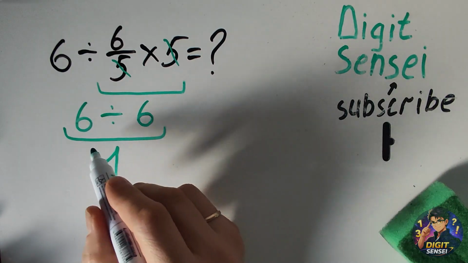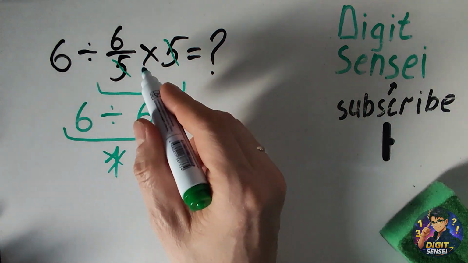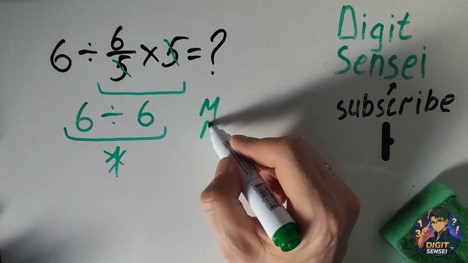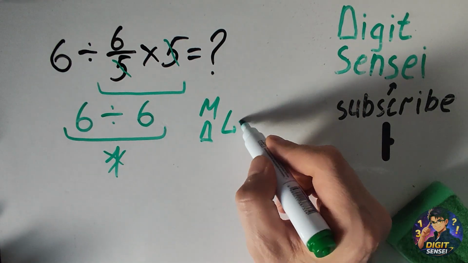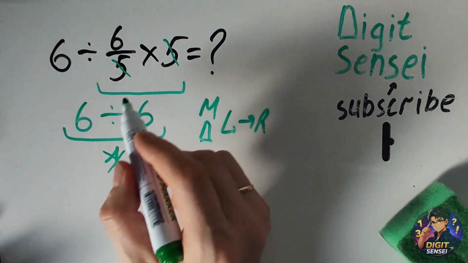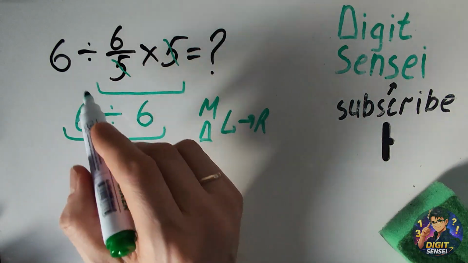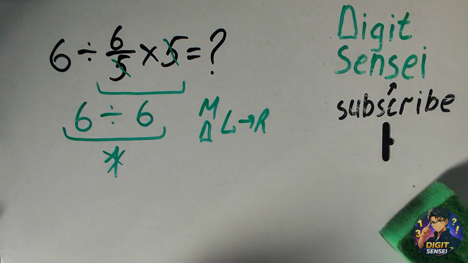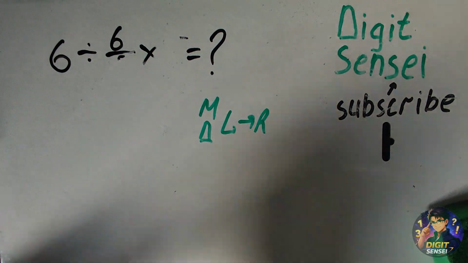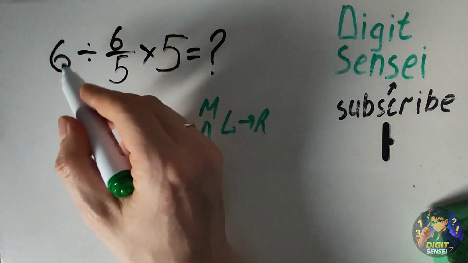But this answer is not correct, because according to the order of operations, multiplication and division have equal priority, and we have to move from left to right. So here, first we have to do this division, then this multiplication. If you do this multiplication before this division, it is wrong. So first we have to do this division.